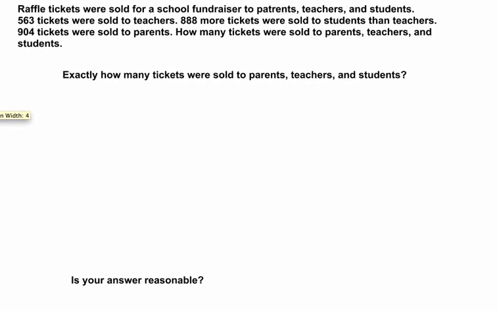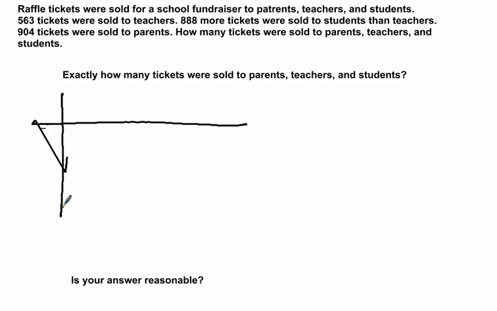Part B asks, using that same problem, exactly how many tickets were sold to parents, teachers, and students. Once again, my preference is to use a table, so I will model with that first. I'll start with my first piece of information. My first piece of information tells me that 563 tickets were sold to teachers. So I'll write my teachers down, and I'll write 563.